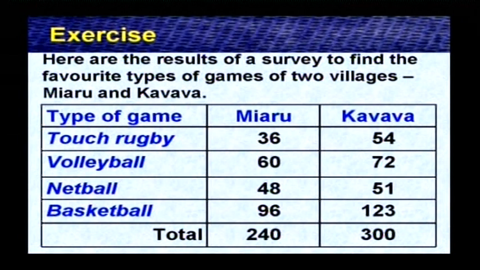Likewise under Kawawa. From Meru there were a total of 240 people interviewed, and they have their figures there. From Kawawa there were about 300 people interviewed, and they found out that 54 of them like touch rugby, 72 like volleyball, 51 like netball, and 123 like basketball. Likewise Meru, 36 like playing touch rugby, 60 like playing volleyball, 48 like playing netball, and 96 like playing basketball.